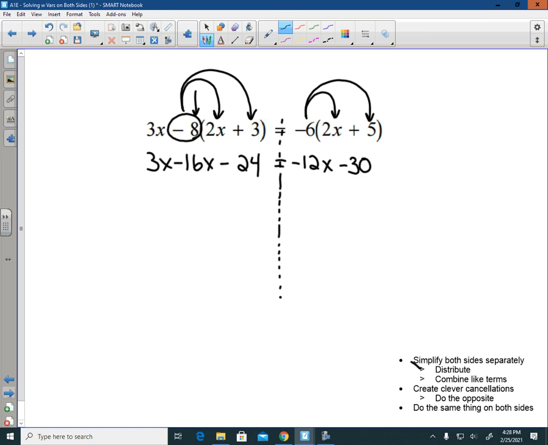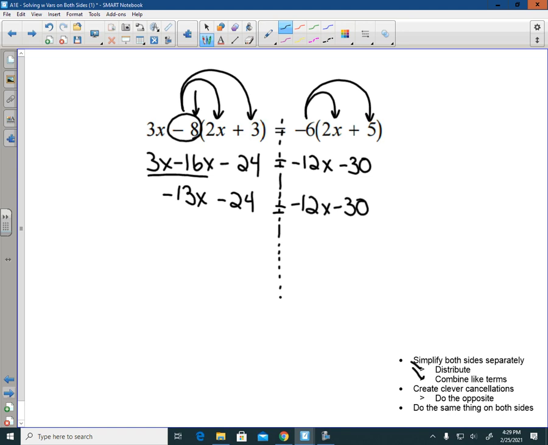Let's look at the left side. We have 3x's minus 16x's, so we can simplify right here because we've got like terms. So let's see, what's 3 minus 16? -13, duh. I don't know why I needed a calculator for that. 3x's minus 16x's is -13x's. The -24 doesn't have anybody to combine with, so it comes down. And then on the right side, we've got -12x and a -30. They cannot combine, and so -12x minus 30 comes down.